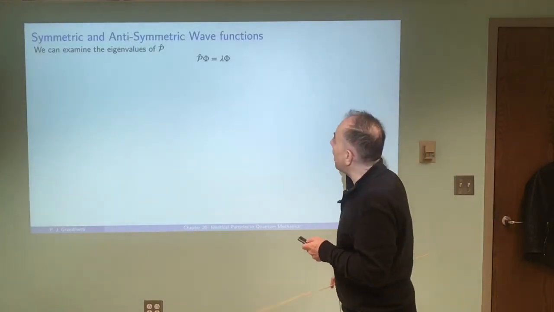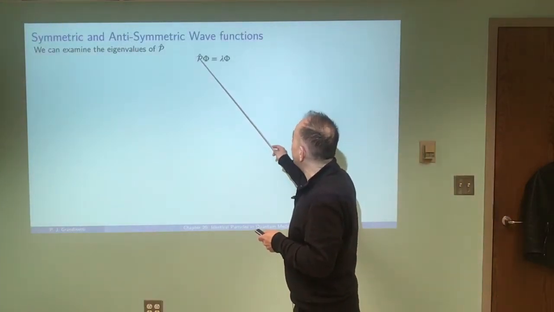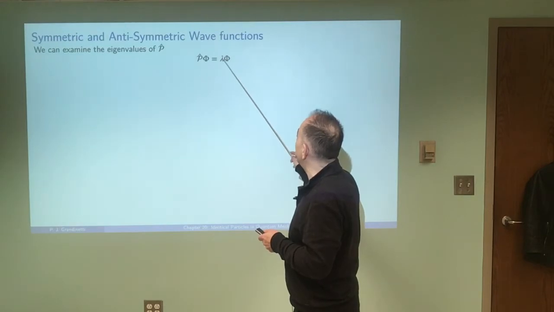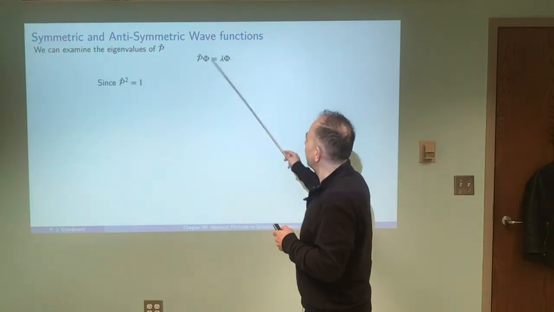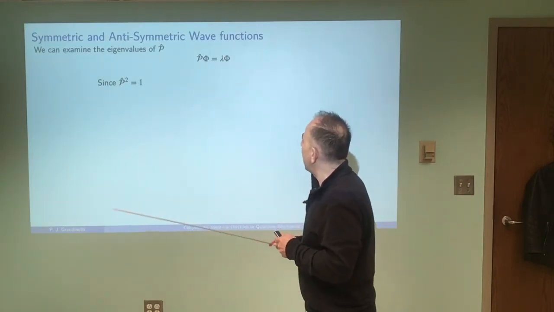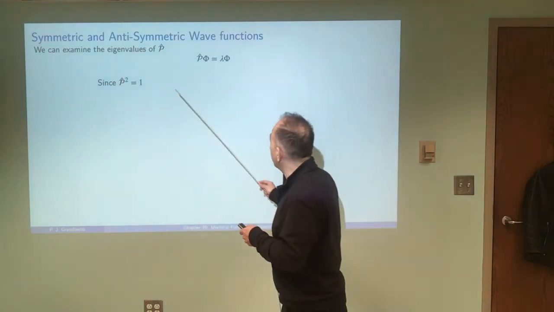So we can find those eigenvalues of P if we know that P operates on a wave function and we get back the wave function times itself. And this is the unknown wave function that we're going to try to work out.